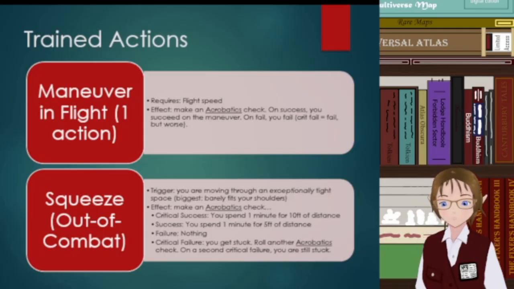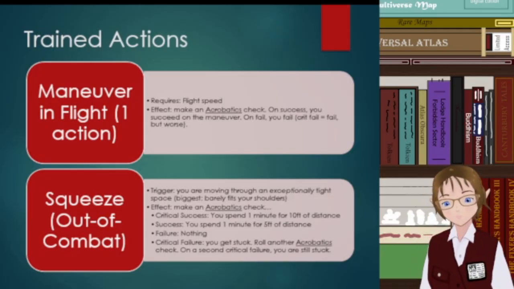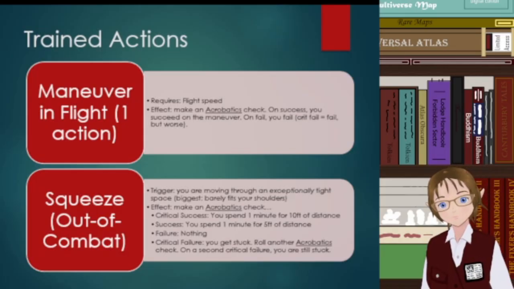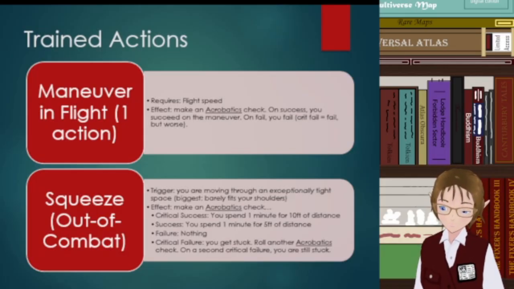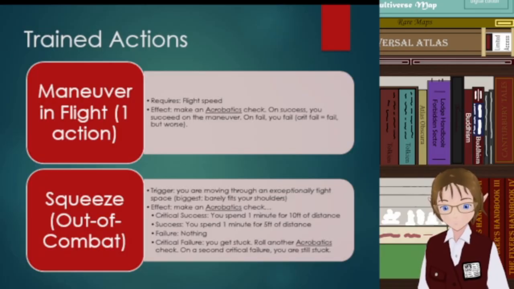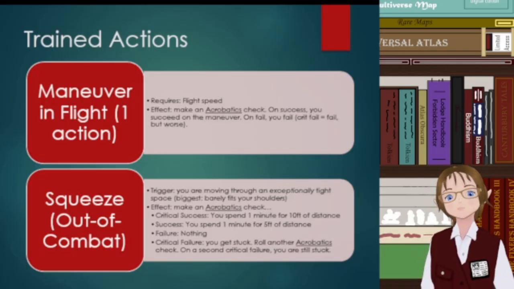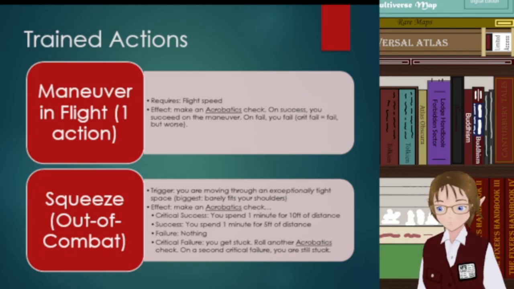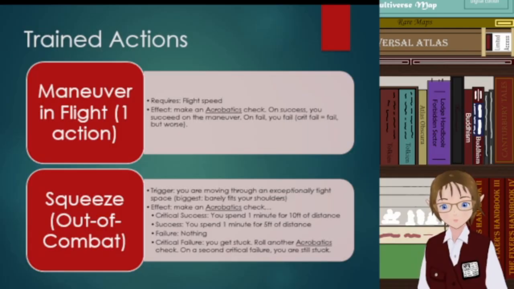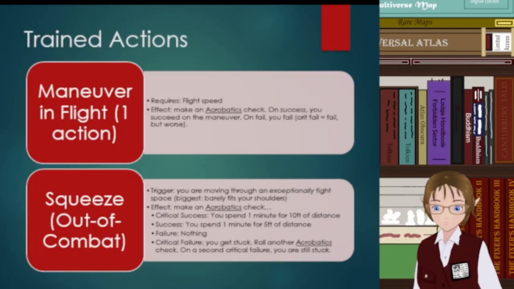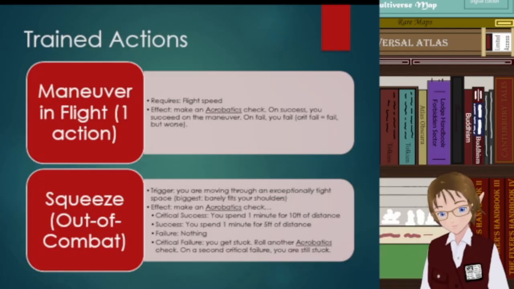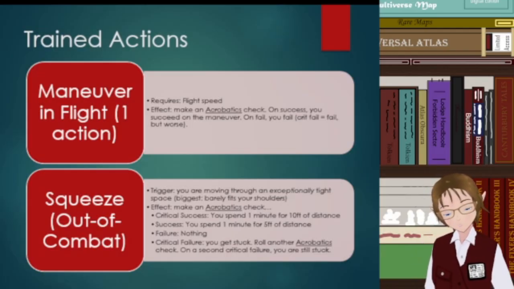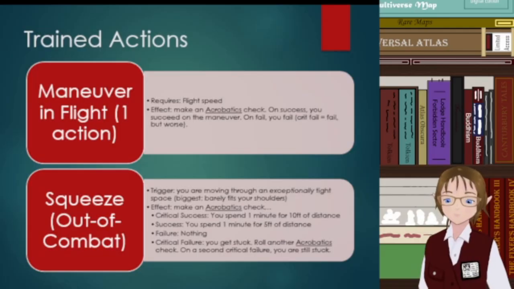On a critical success, you move 10 feet of distance in 1 minute. 1 minute is approximately 10 combat rounds, so that means you're spending about 30 actions to move 10 feet of distance. Usually when you're squeezing through an exceptionally tight space, it's not that long, however. Then, on a success, you move 5 feet of movement in the same 30 actions. So that's 10 turns for both of those.